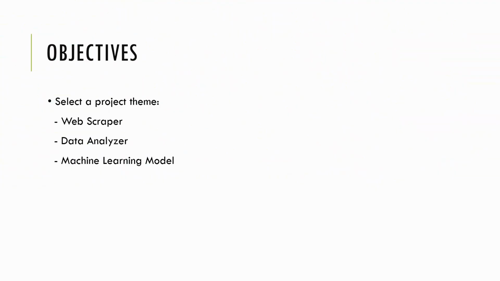On day 50, we set the stage for our project by defining clear objectives. First, we need to select a project theme. You can choose between the three options: web scraper, data analyzer, or machine learning model.